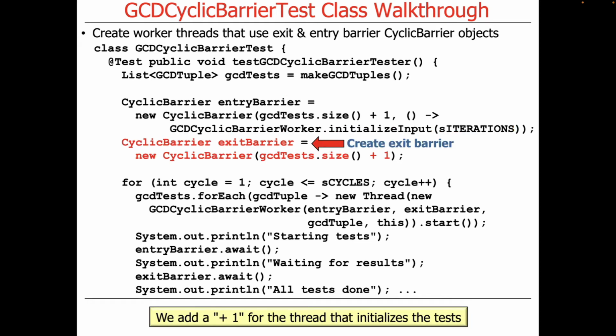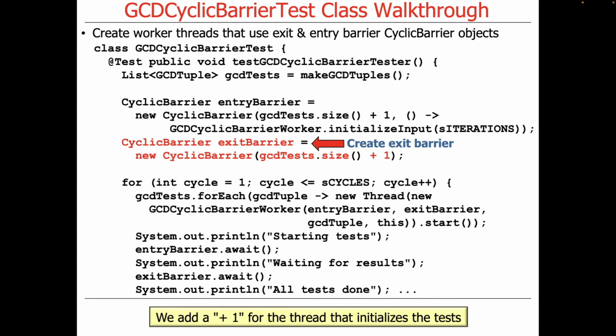Now we also create ourselves an exit barrier. And the exit barrier is going to be used to wait for all the processing to be done. So the entry barrier waits for all the threads to be ready to go before it lets anyone start to process. And then the exit barrier is used to wait till all the threads are done before we wrap up the test, or wrap up the cycle in this case.